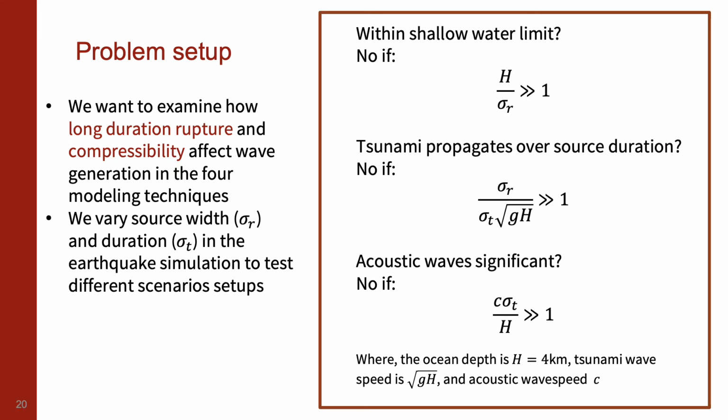We can quantify these effects through non-dimensional parameters. First, for a shallow water solver, the source width needs to be long compared to the ocean depth, h. If the source width is small compared to the ocean depth, it violates the shallow water approximations, and we can expect the filtering of short wavelengths as identified by Kajiura 1963.